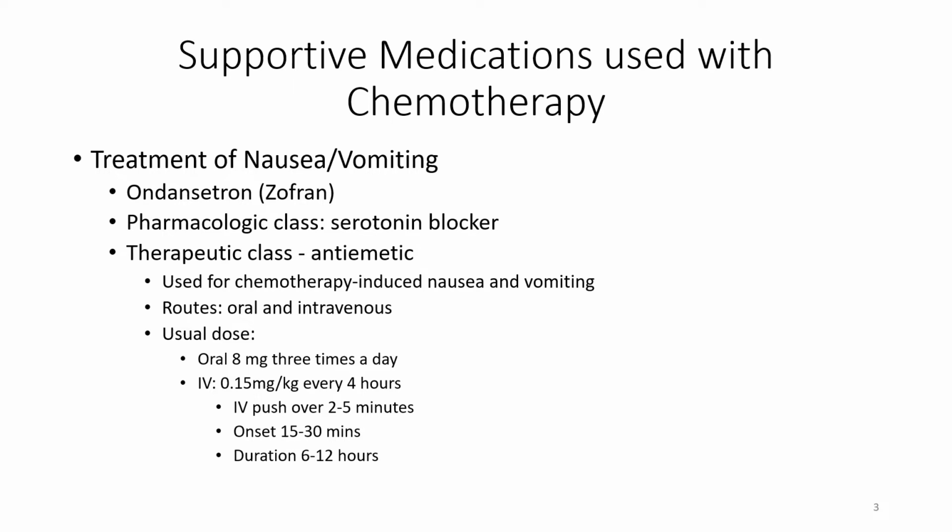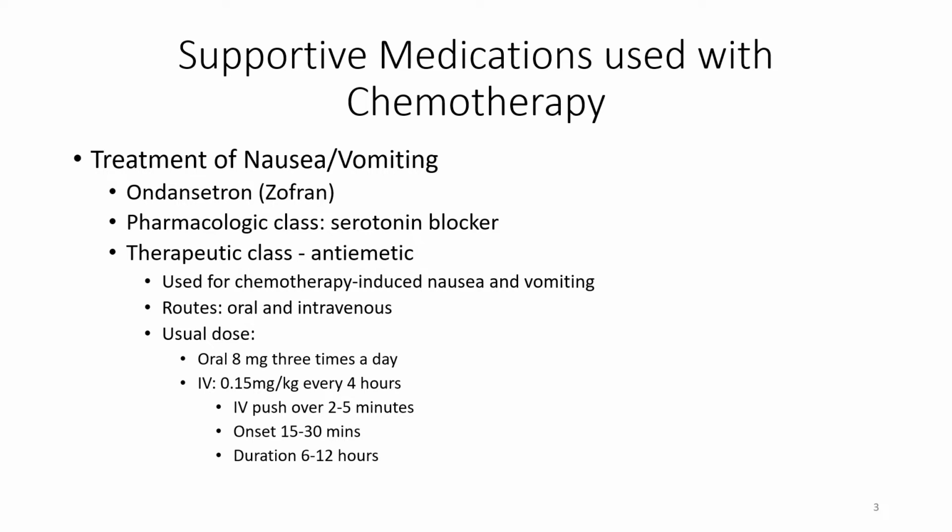So supportive medications for chemotherapy. Zofran was actually created specifically for chemotherapy-induced nausea and vomiting. It is a serotonin blocker and it works as an antiemetic. It is available oral, not only pills, but it also comes in ODT, which is an oral disintegrating tablet, and we give it IV most of the time because if people are nauseated, they're not likely to swallow a pill. So the usual dose for chemo is 8 milligrams 3 times a day. Zofran is typically given 4 milligrams at a time unless it is for chemo.